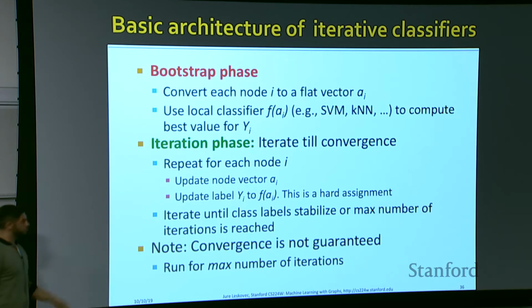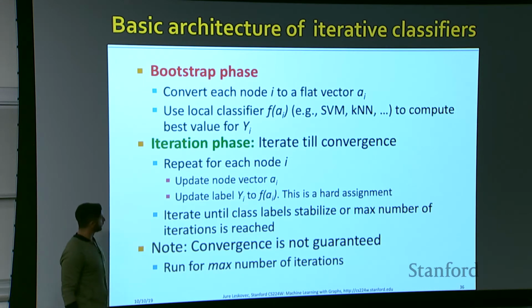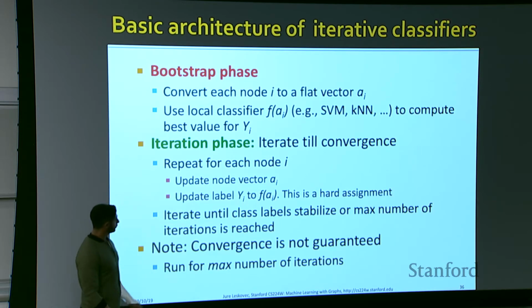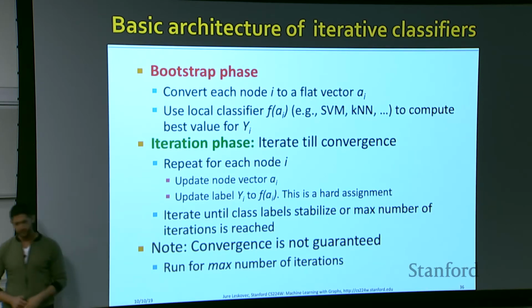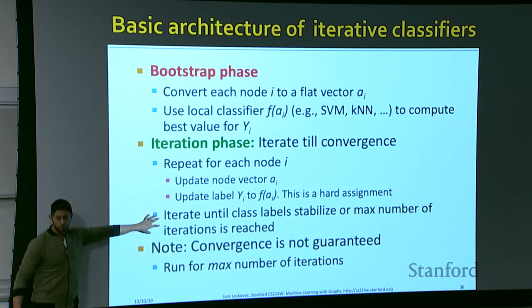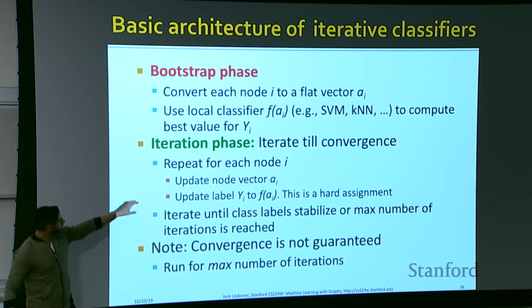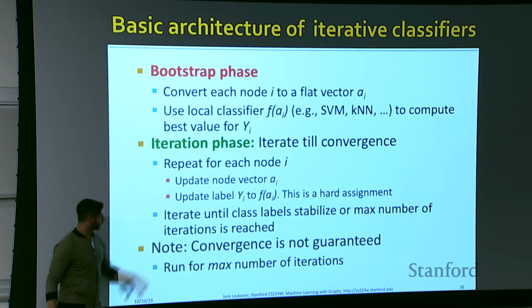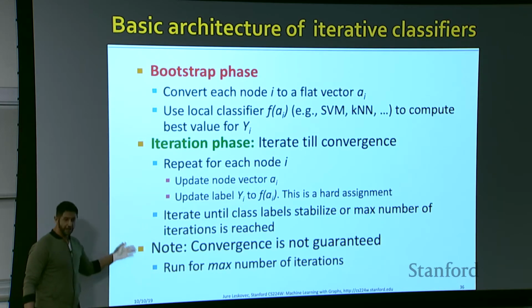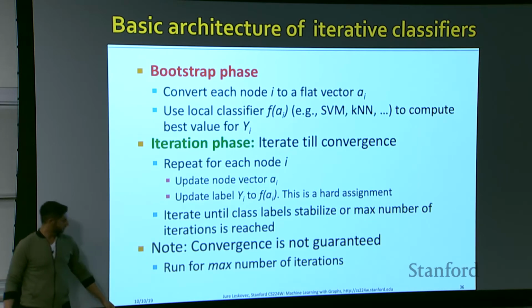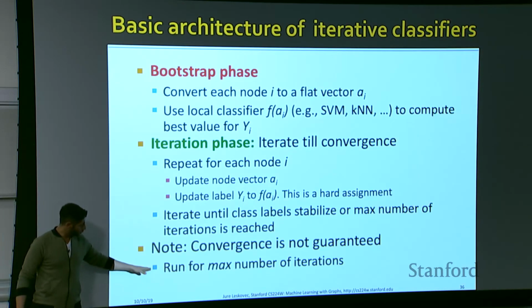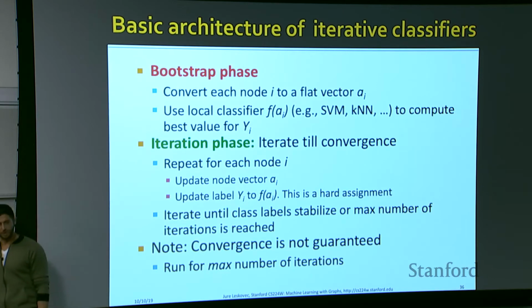And then in our iteration phase, we do the following. Again, we iterate until convergence. For each node I, we update the node vector, and we update the label assignment, and then we iterate until the class assignment stabilizes, okay? This is very similar to what we did before with the relational classifier. The only key difference is that we're also using the feature vector, okay? Again, similar to before, convergence is not guaranteed. In the worst case, you're going to be running this for a maximum number of iterations. And I'll come to your question immediately.